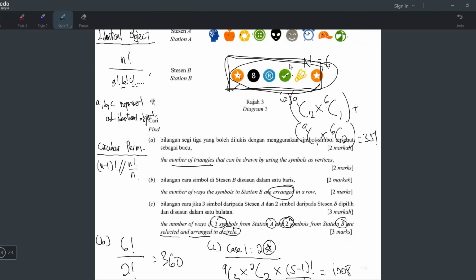How to do it? Like that, 9C3, because that's for station A. And then for station B, you want to have how much? Okay, you want to select 1 star. This one should be 0 star, sorry. Okay, so again, this is another way to do it.